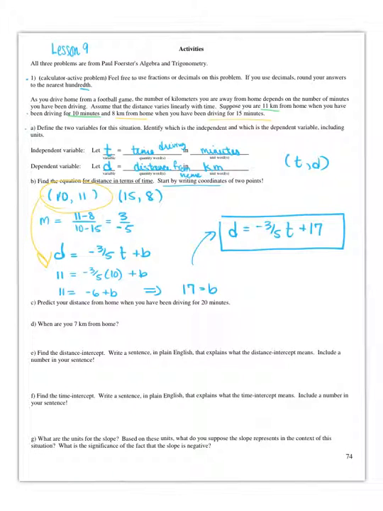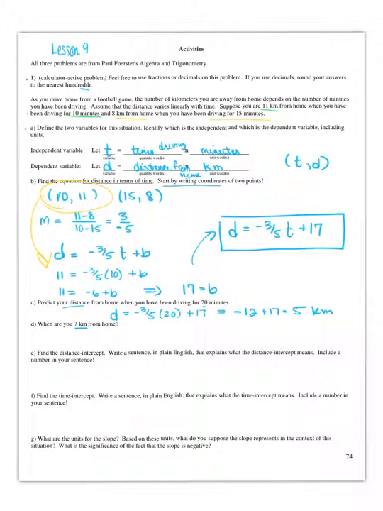Next it says, predict your distance from home when you've been driving for 20 minutes. So they're giving me t is equal to 20. I can plug 20 into the equation I found and calculate my d. So I'll be 5 kilometers from home when I've been driving for 20 minutes.